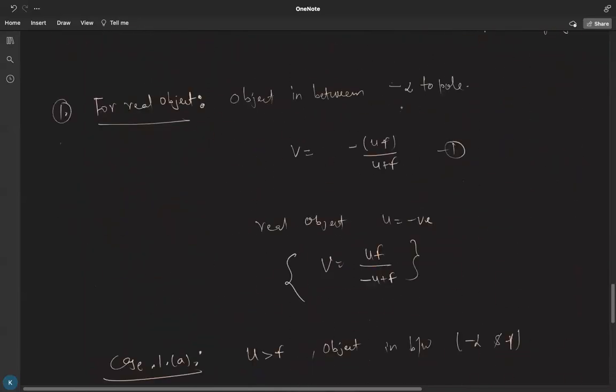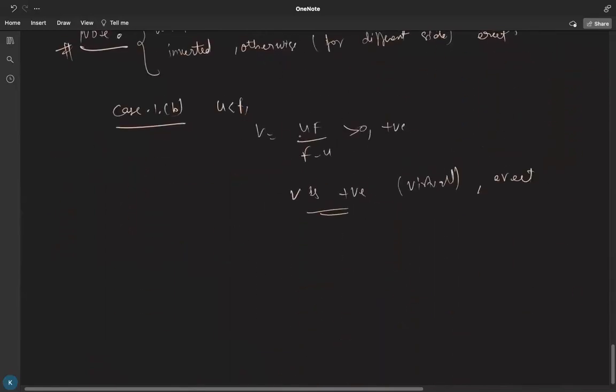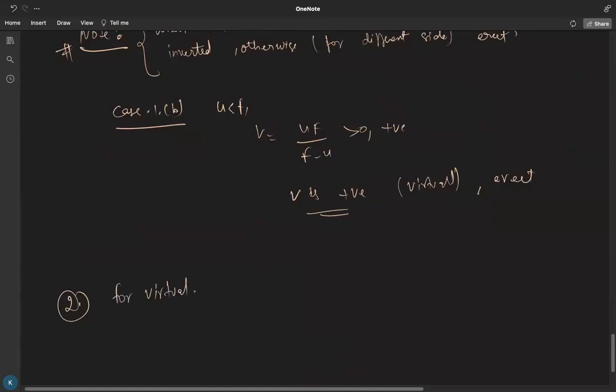Now let's take the second case. This is the case we are assuming for the real object. What if we are considering the case for the virtual object, right? What if we consider the virtual object? So let's start with the virtual object here. So in the concave mirror part, for the virtual object, what actually is a virtual object?